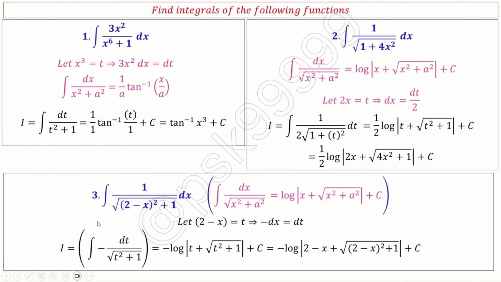The third one is integration of 1 by square root of 2 minus x whole square plus 1. Let us assume that this is x. Then this is in the form of 1 by square root of x square plus a square, which is log of x plus square root of x square plus a square. So take 2 minus x as t, so minus dx is dt. So the integration becomes minus of dt by square root of t square plus 1, which is nothing but minus of log of 2 minus x plus square root of 2 minus x whole square plus 1.